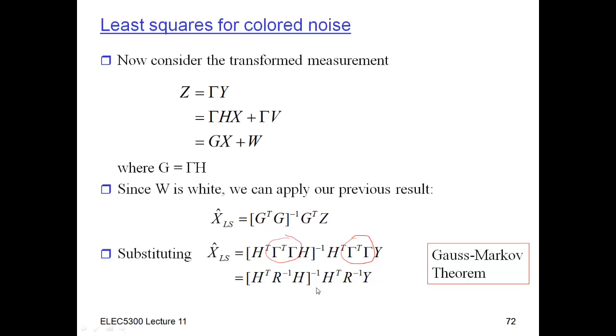You can see that what we've done is exactly the same trick that we did with the Wiener filter and the Kalman filter. We dealt with a situation which was not white by transforming it to the white noise case and solving it there, and then doing a substitution to express everything in terms of the original non-whitened data Y.